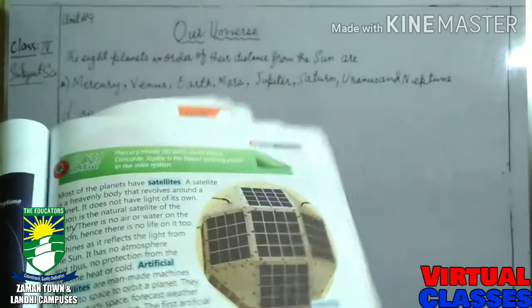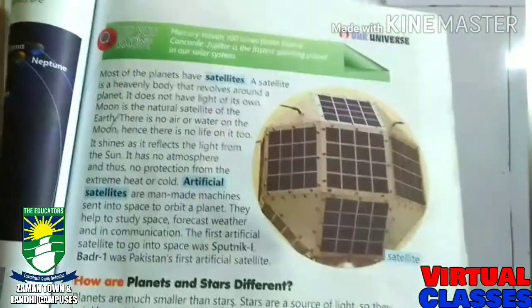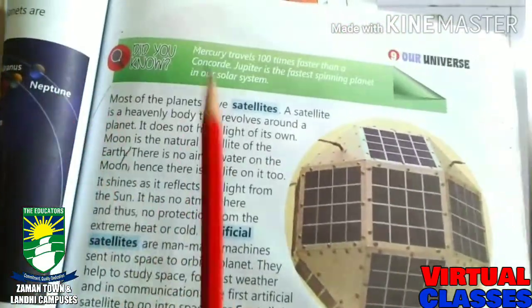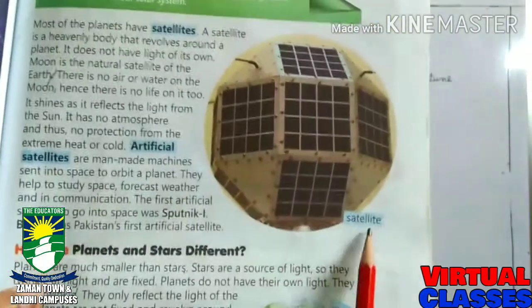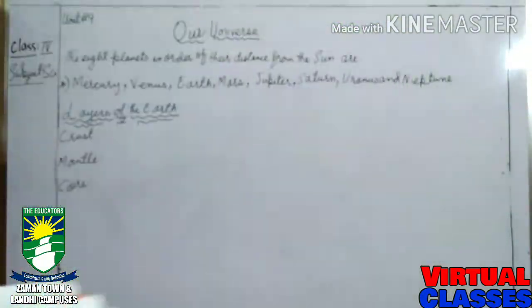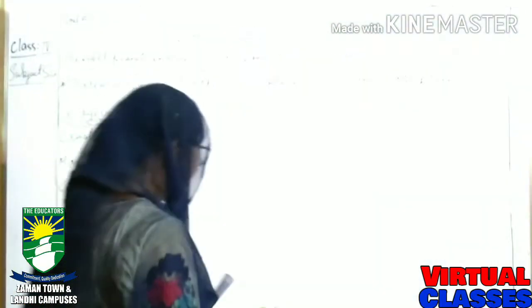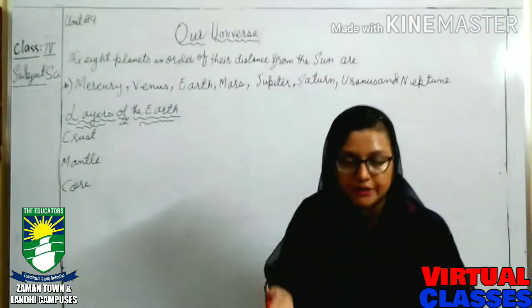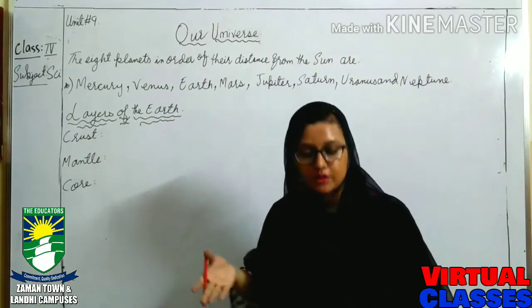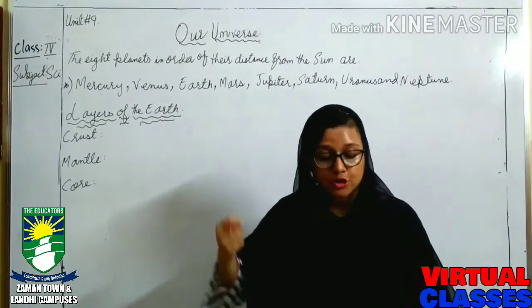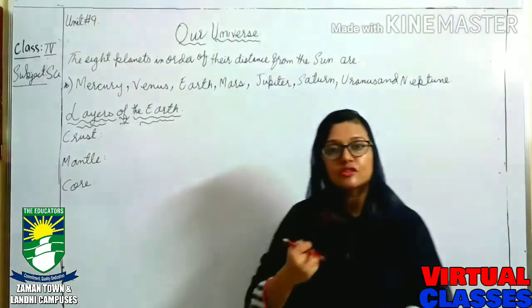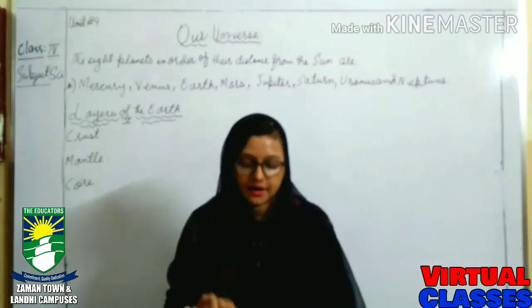Now turn to page number 79. Most of the planets have satellites. You can see the satellite, this one. Most of the planets have satellites. A satellite is a heavenly body that revolves around a planet. It does not have light of its own. Moon is the natural satellite of the Earth.